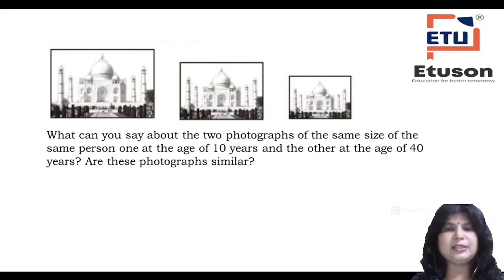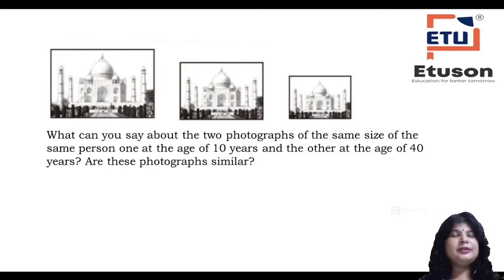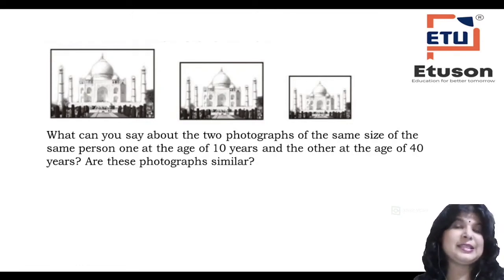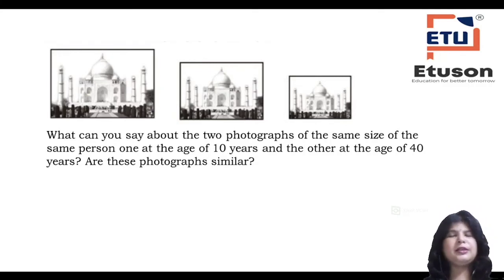So what can you say about two photographs of the same size of the same person? Here we have taken the Taj Mahal, a monument that may deteriorate, but it looks similar over the ages, right? What about a person? Can you tell about a person's photograph at the age of 10 and at the age of 40? Can you tell that those photographs are similar to each other? You will find some resemblances, but you cannot confidently tell that the photographs are similar to each other, because it keeps on changing. Your face keeps on changing, all those things, right?